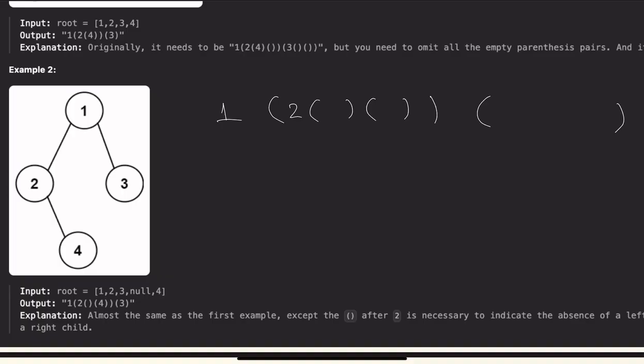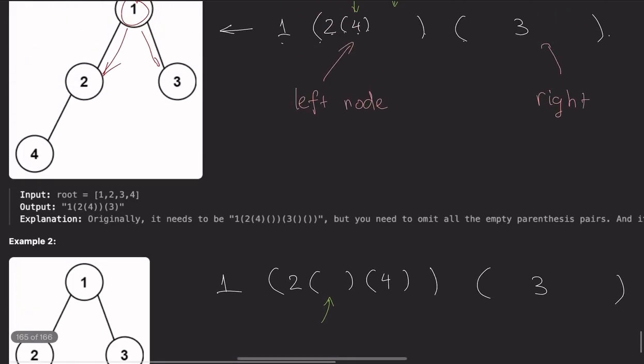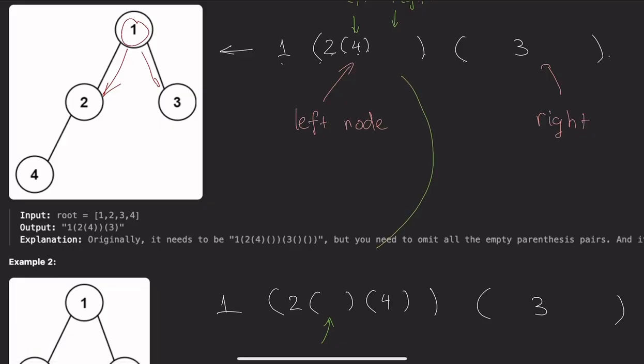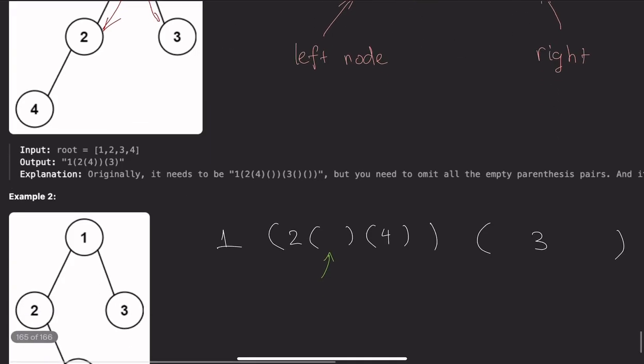But the thing here is that because the empty node is on the left, you cannot delete it, because if you could delete that, it's also going to be the same thing as the tree in the first example. So in order to distinguish those two trees, what we have to do is reserve an empty parenthesis on the left. Okay, so that is the idea.